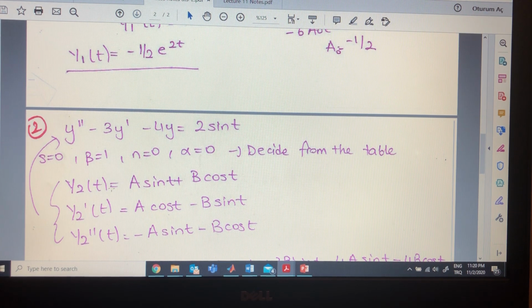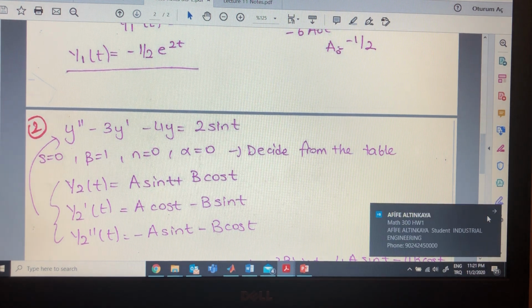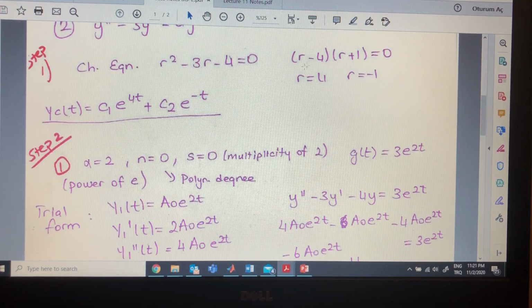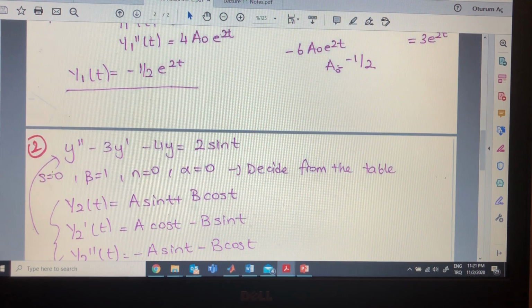Alpha is, what is that? There is no exponential. Alpha is 0. And beta is the coefficient inside the sine, 1. So how many times is alpha plus i beta coming? Which means how many times i is coming as a root. Since i is not coming as a root in the first step, s is 0. And beta is 1 because it was the coefficient inside the sine. n is 0 because the coefficient of sine outside is only a number. Alpha, there is no exponential, that's why it is 0.